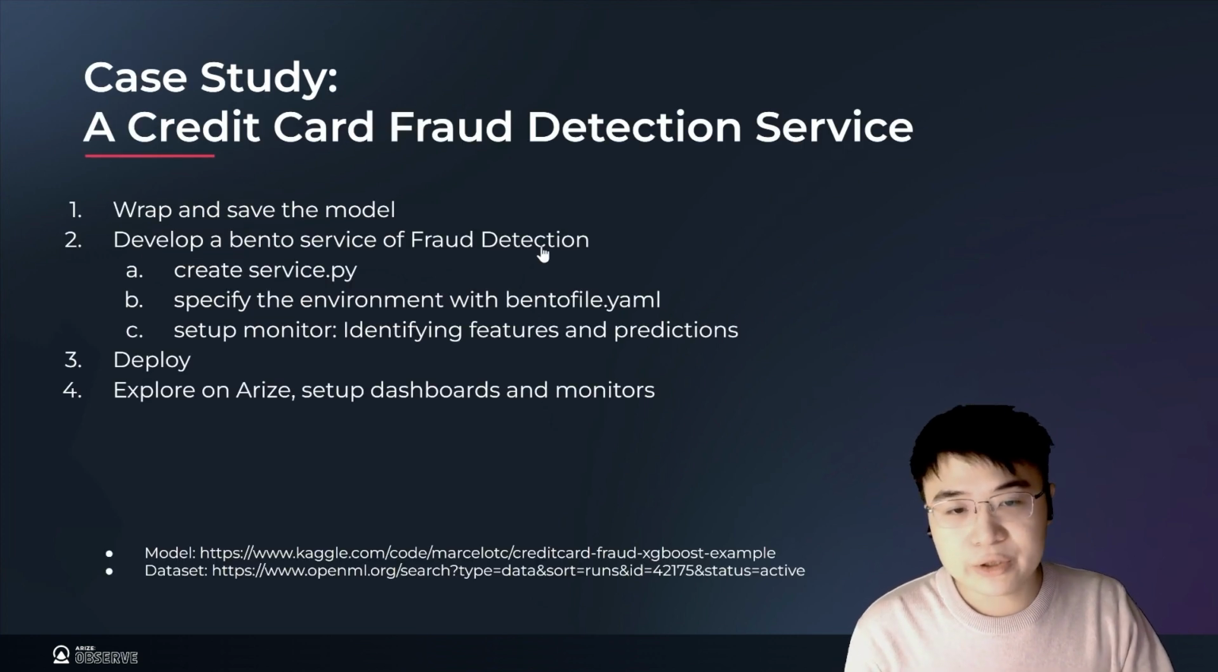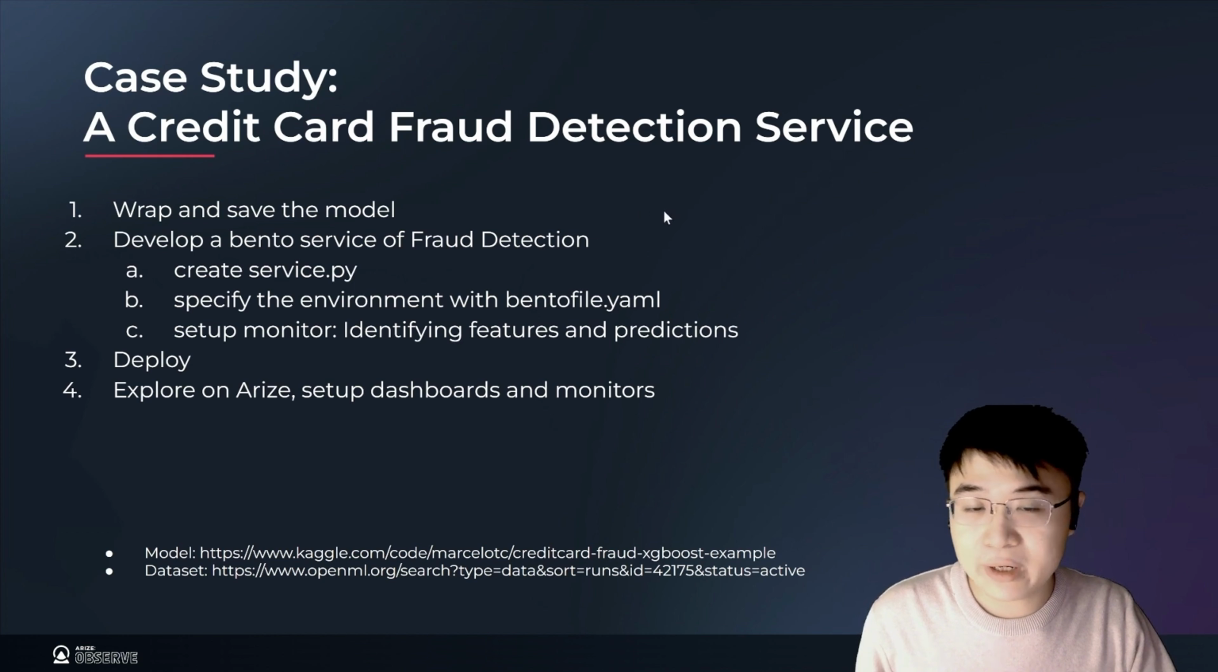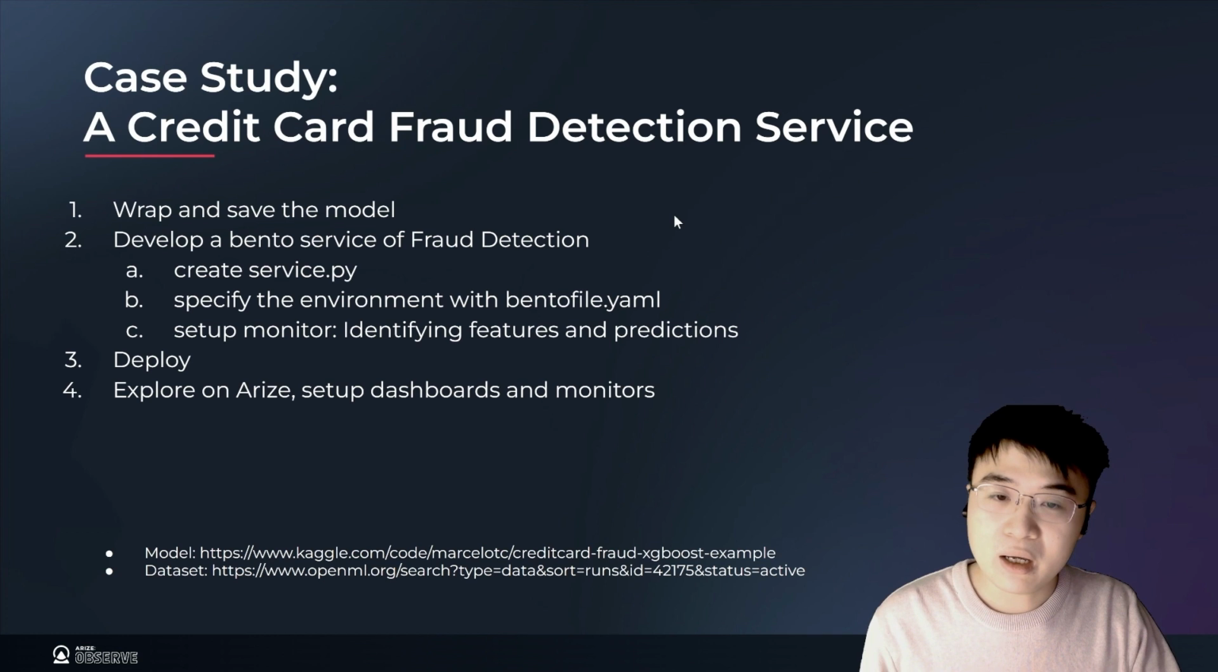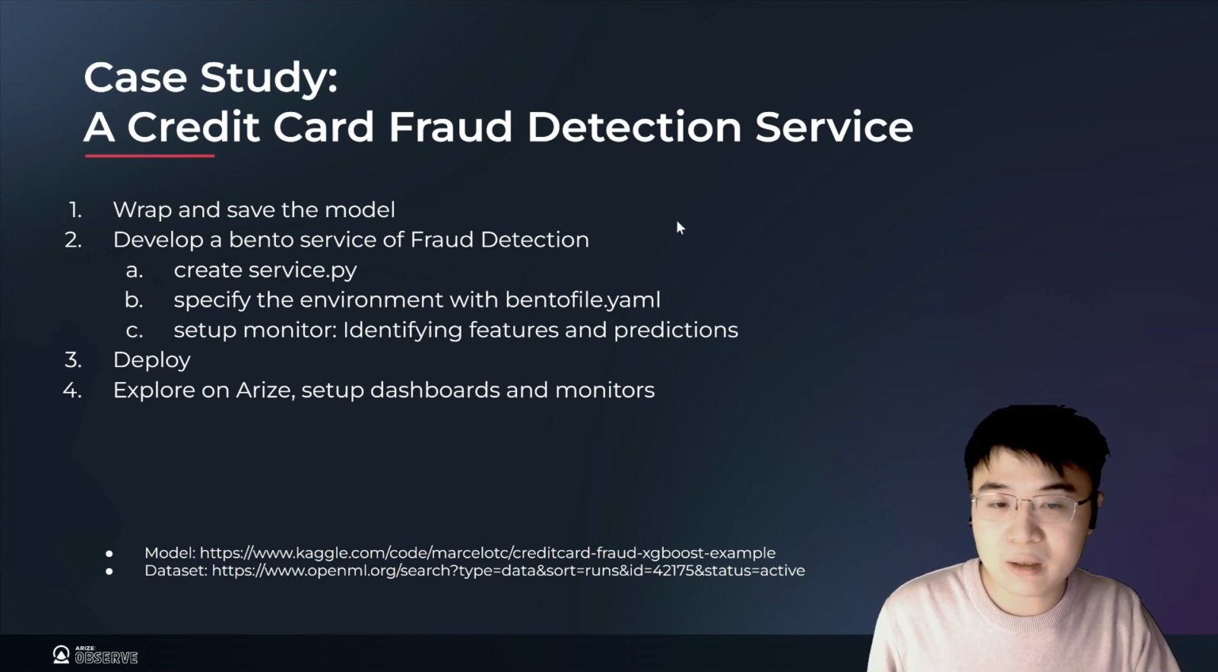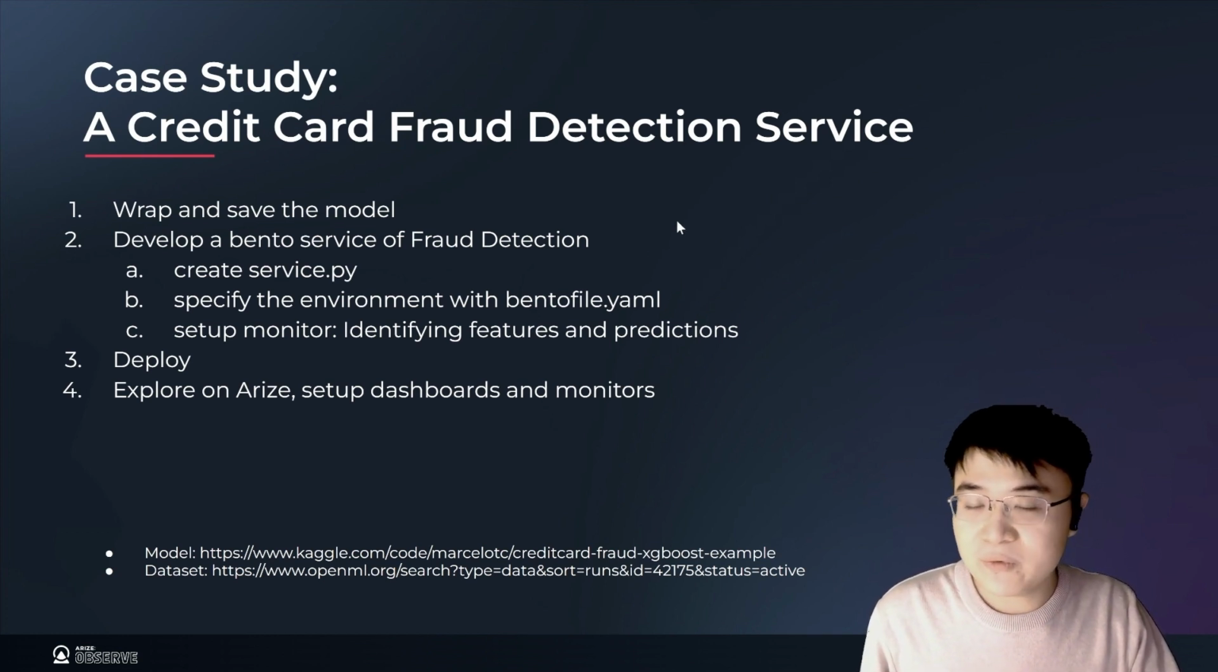So in this workshop, we will build a credit card fraud detection API service step by step and see how BentoML and Arize help with it. There will be 4 steps: save the model, develop a service, and deploy. At last, we will explore Arize and set up some dashboards and monitors.